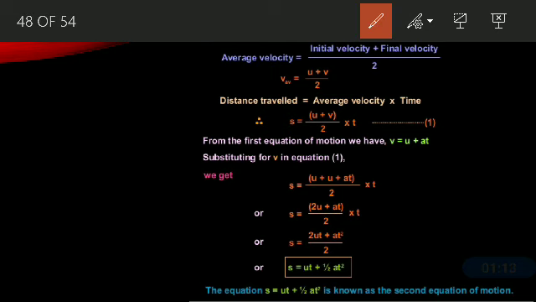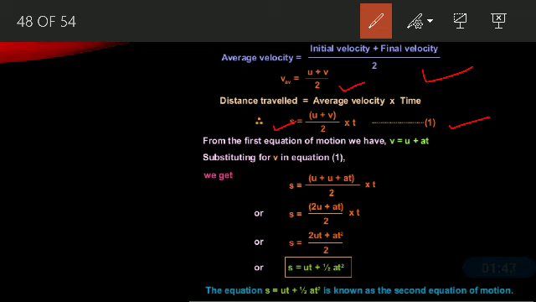Now second equation of motion. The formula for average velocity is initial velocity plus final velocity upon 2. So v average is u plus v upon 2. Now distance traveled is equals to average velocity into time, right? So distance traveled, distance is denoted by s. Now average velocity we already know. So average velocity we will replace with u plus v upon 2 multiplied by t. Mark it as first point.